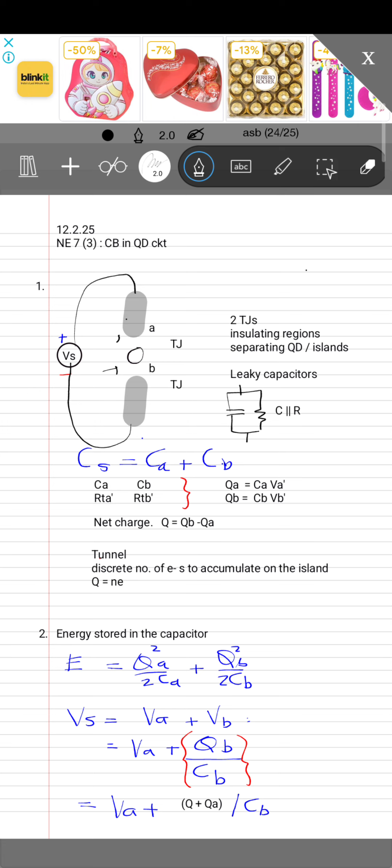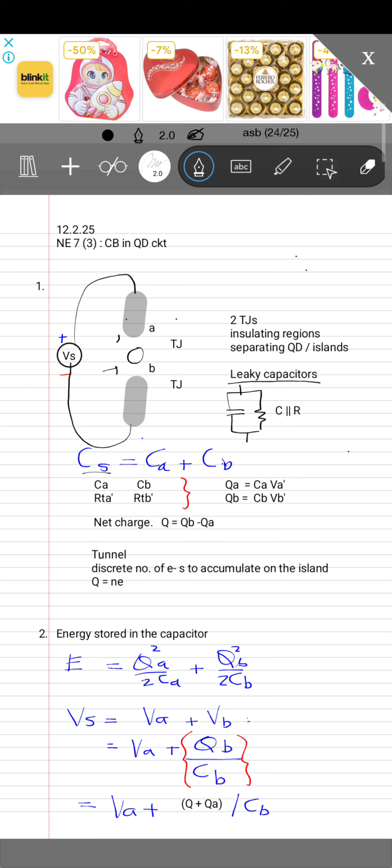There are capacitances developed at these two points, and these are also called leaky capacitances. That means electrons can pass through the insulating region between these capacitances. So the leaky capacitors are also represented by a capacitance with a resistance in parallel. So there are two capacitances formed, CA and CB, and the total capacitance, since they are in series, is CS.